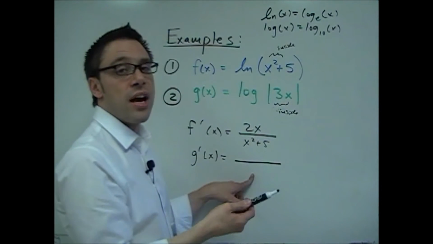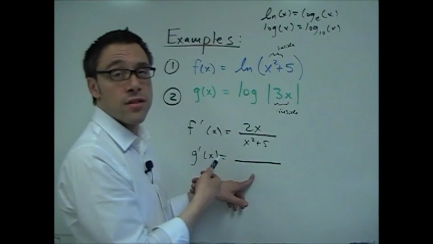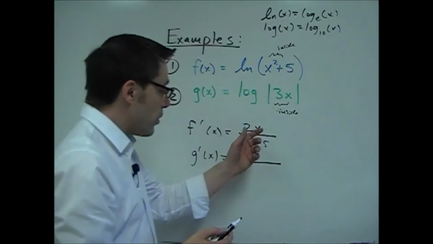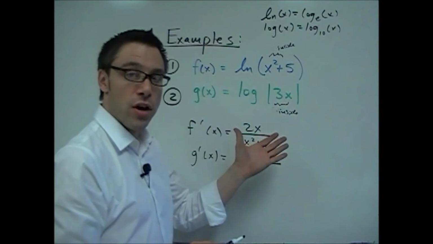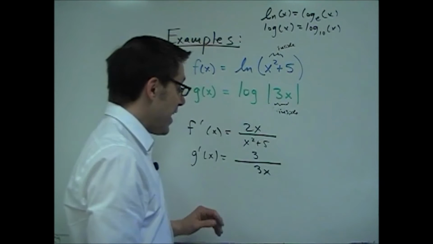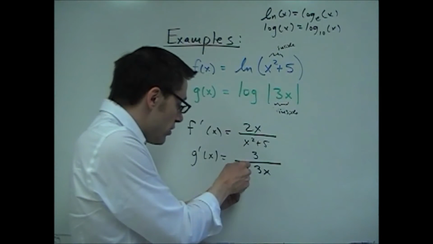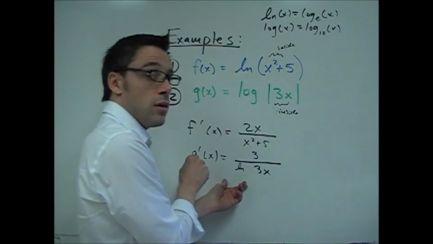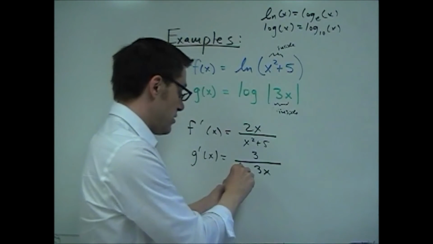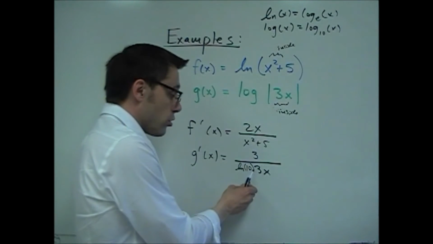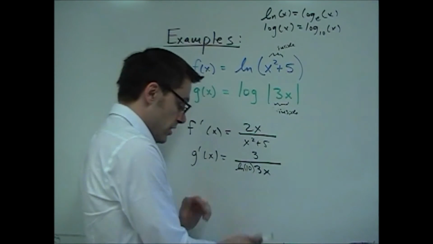Well, the derivative of the inside is going to be the derivative of 3x, which is 3. So there's a 3 up here. And remember that we simply just divide by the inside function itself, which is clearly 3x. And of course, we also have to include down in the denominator the natural logarithm of the base. But of course, the base in this case is 10. Now again, keep in mind that this is the natural logarithm of that, so that's kind of together.